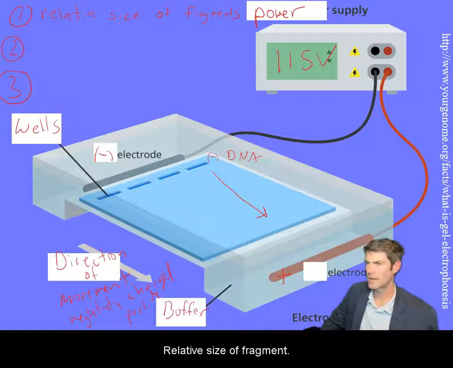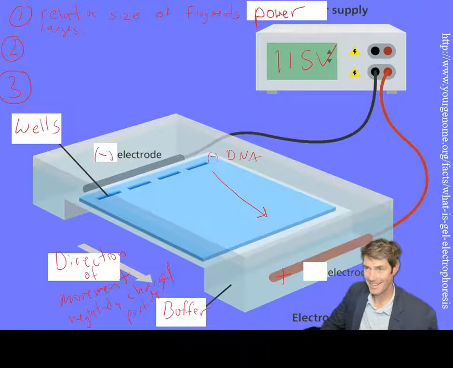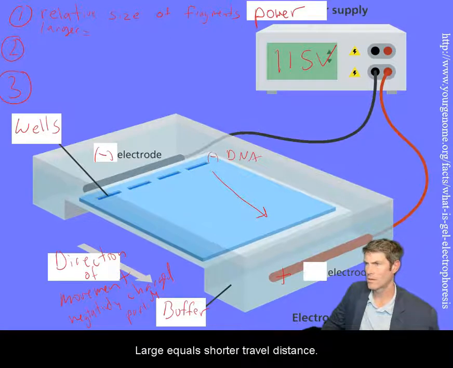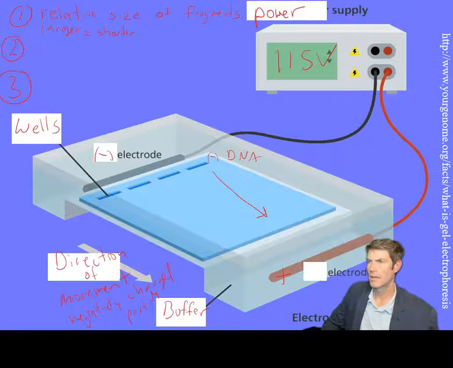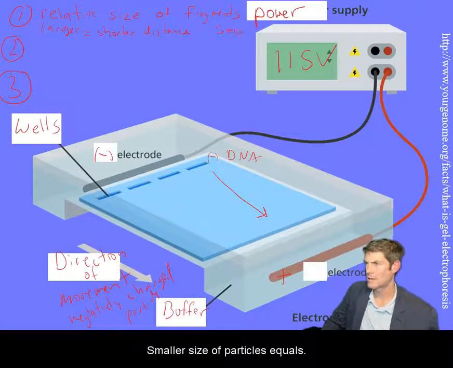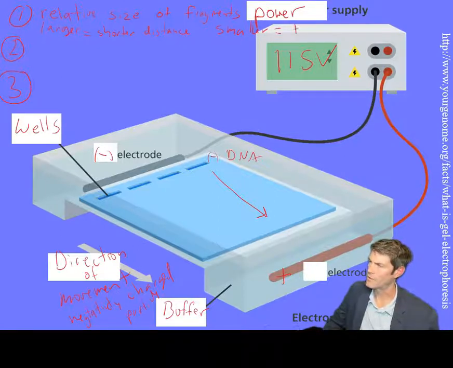Relative size of fragments. Larger equals shorter travel distance. Smaller size of particles equals travels further.